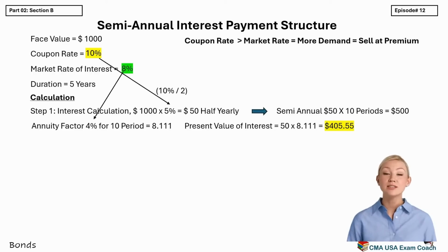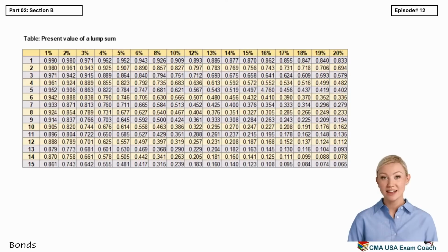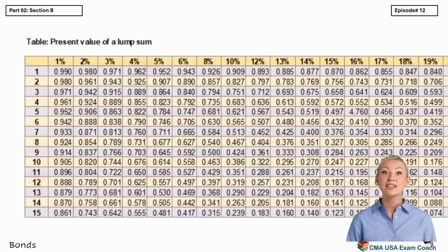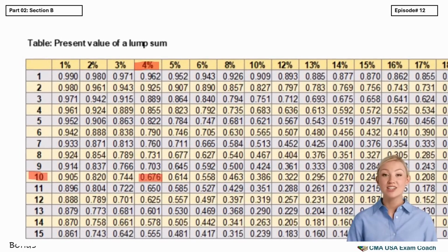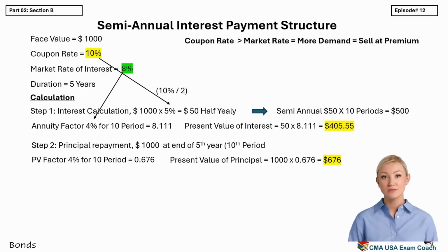Now, moving on to the principal repayment. At the end of the 10th period, which is the end of the year 5, the bondholder will receive the face value of $1,000. To find the present value of this lump sum amount, we use the present value factor. Again, using the 4% rate for 10 periods, the PV factor is 0.676. Multiply 1,000 by 0.676, and we get $676. This is the present value of the face value amount we will receive at maturity.